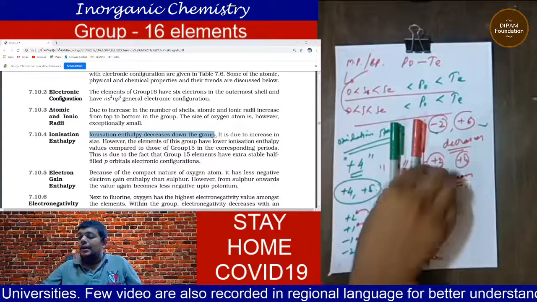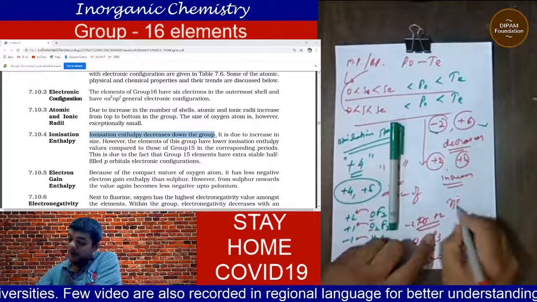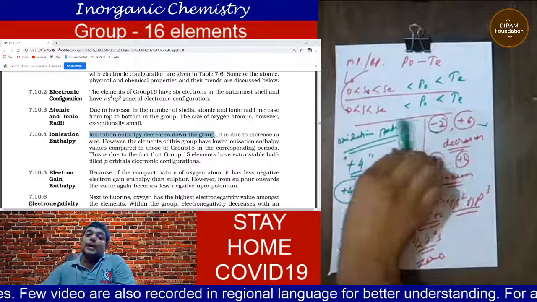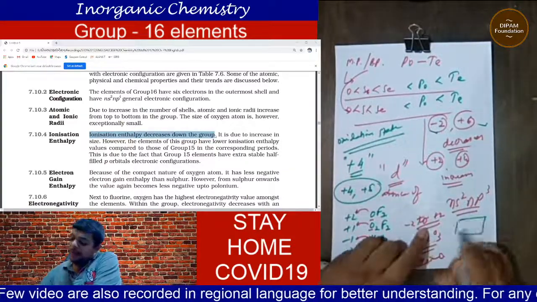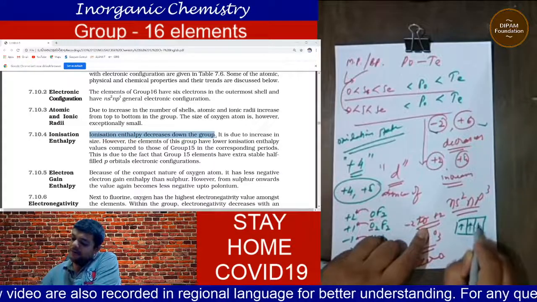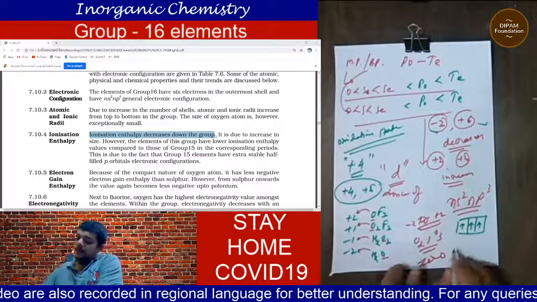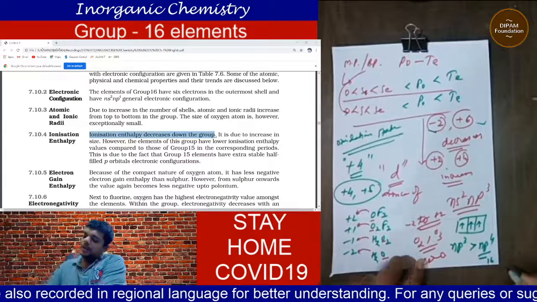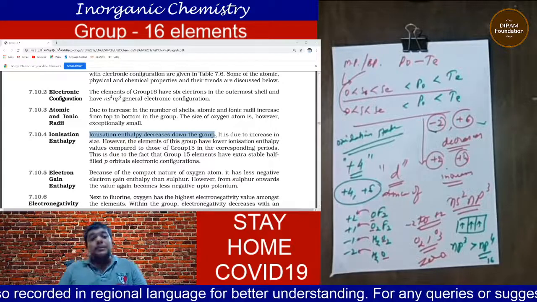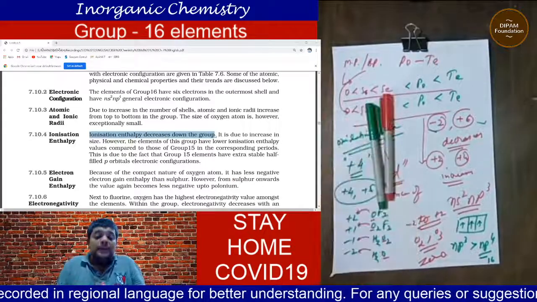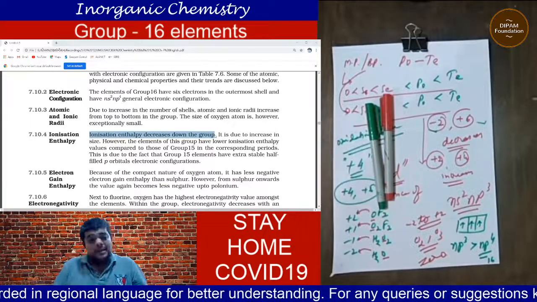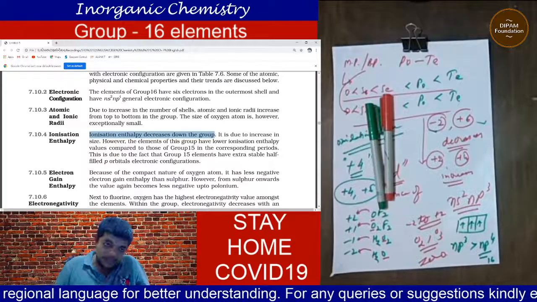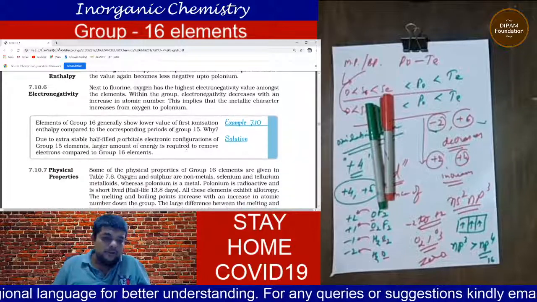This is because in the 15th group, if you check the general formula, it is ns2 np3. And when it comes to np3, mind well dear students, it is a half-filled subshell which is more stable. Therefore, np3 is more stable than group 16's np4, and therefore the elements of group 15 have higher ionization enthalpy than those of group 16. So this was an exception. Remember it very well. You have already learned the exception of electron gain enthalpy.